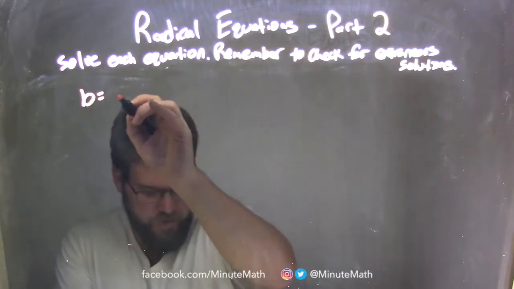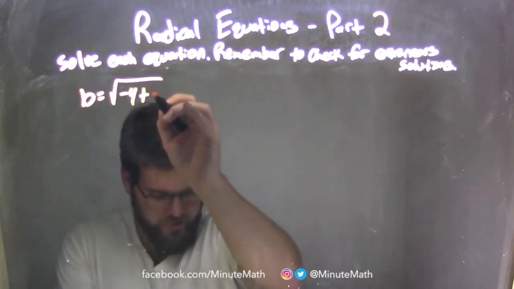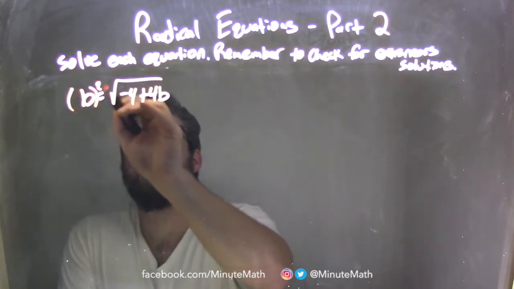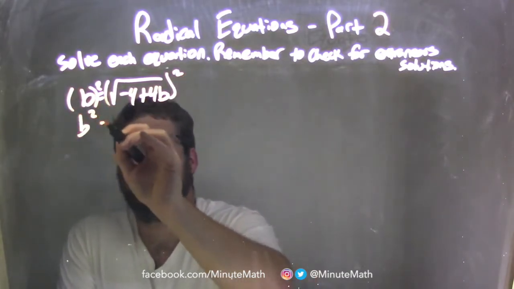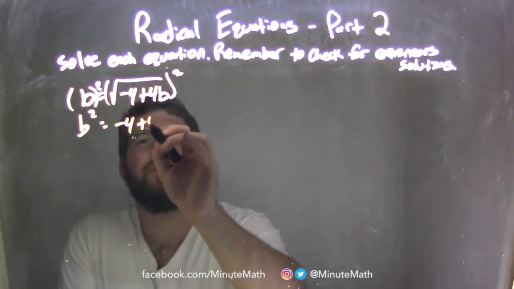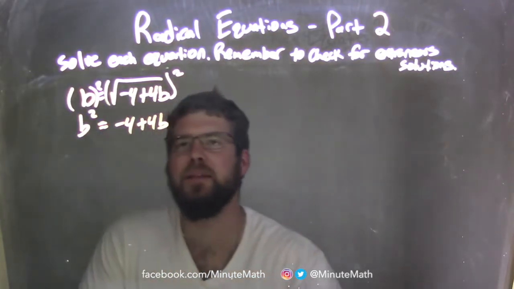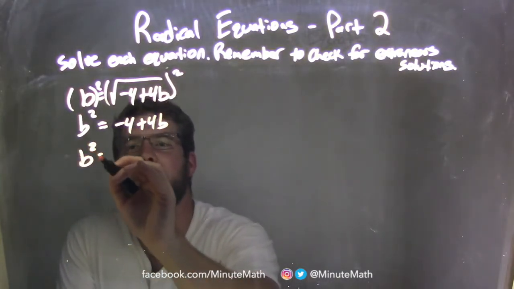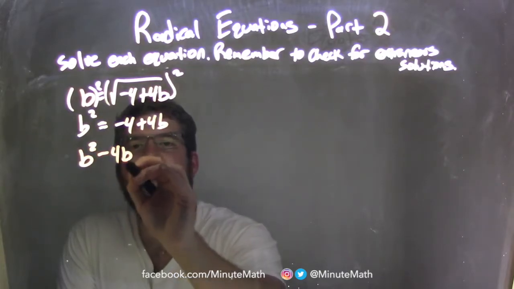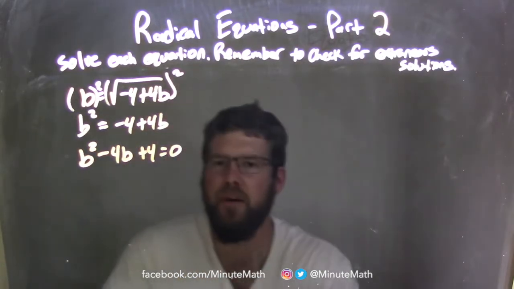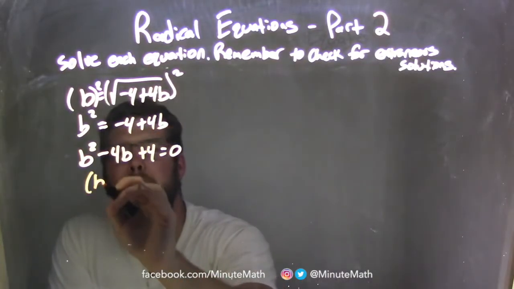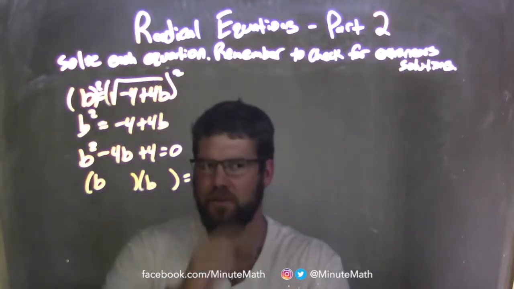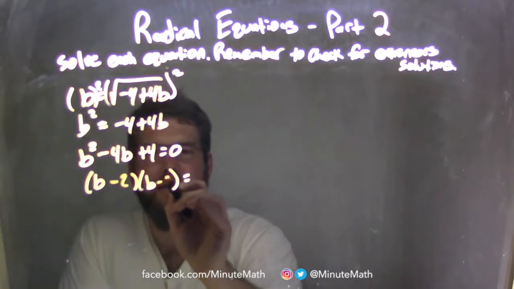Here, b equals the square root of negative 4 plus 4b. All right, we've got to square both sides to get rid of that square root. We have negative 4 plus 4b on the right-hand side and b squared on the left. Radicals done. Bring everything over to the left-hand side: b squared minus 4b plus 4 equals 0. It's a quadratic, so now I have to factor it. What two numbers multiply to be positive 4 but add to be negative 4? Just negative 2 and negative 2.